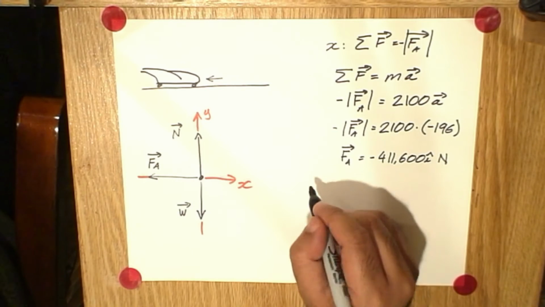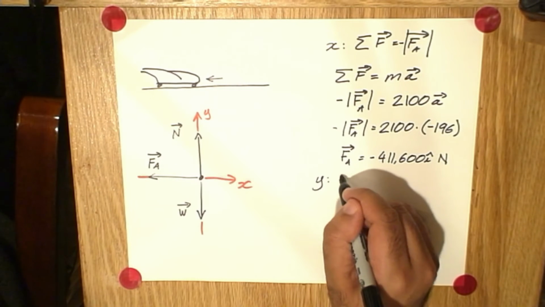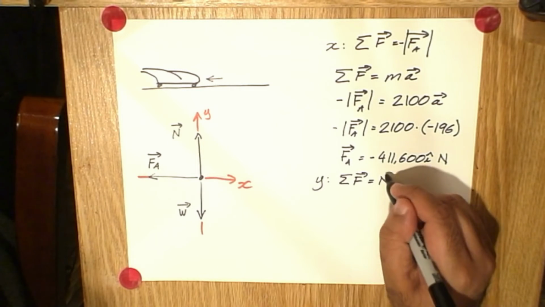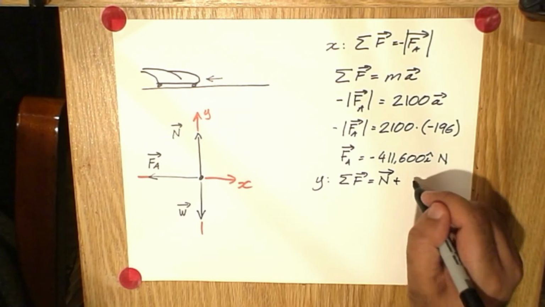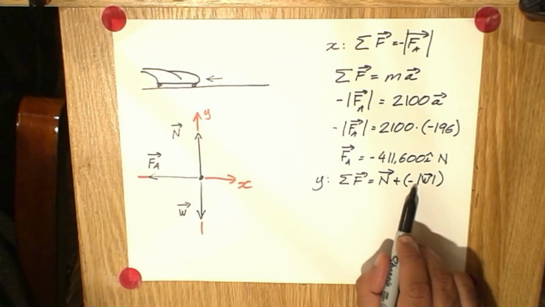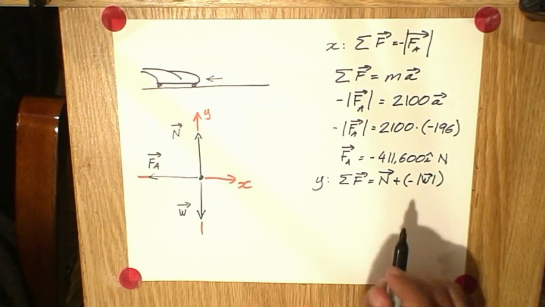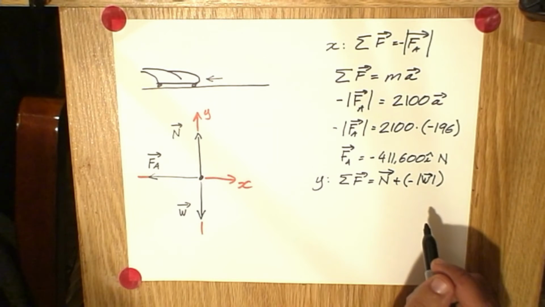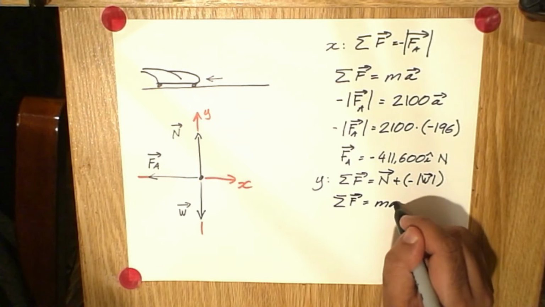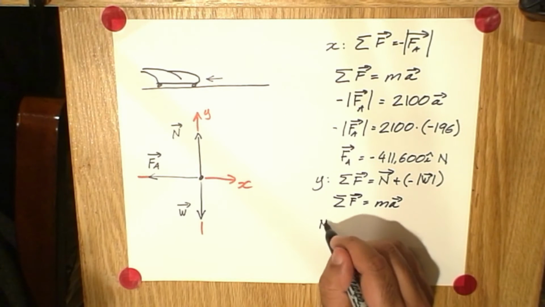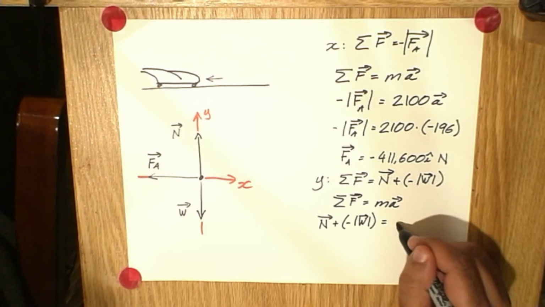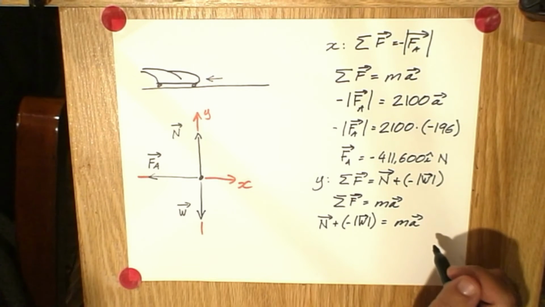Now, although the question didn't ask for this, in the y direction, the total force is going to be equal to the normal force pointed up and the weight force pointed down, which I would symbolize like this, plus negative weight force to make sure that we don't run into any questions about signs or anything like that. But in the y direction, the total force is also equal to mass times acceleration. Therefore, normal force plus negative weight is equal to mass times acceleration.